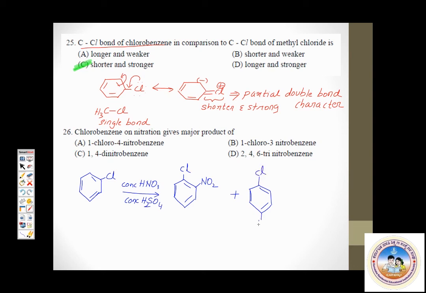So you're asked the major product. We know para product is more stable thermodynamically than the ortho product. So it has to be 1-chloro-4-nitrobenzene. See, you start numbering it: 1, 2, 3, 4. 1-chloro-4-nitrobenzene. Option A.